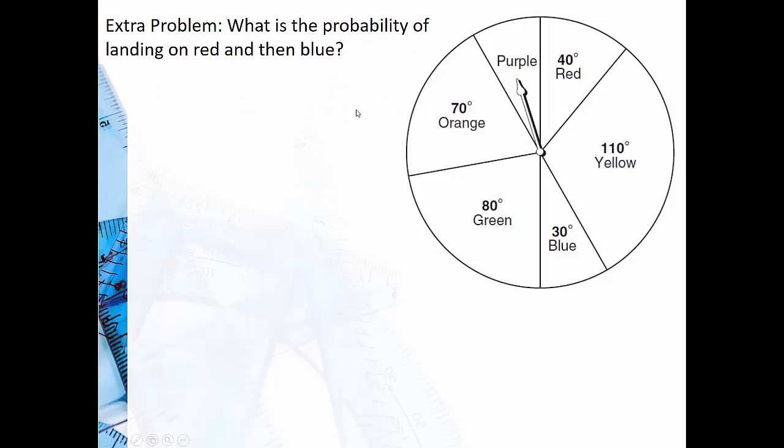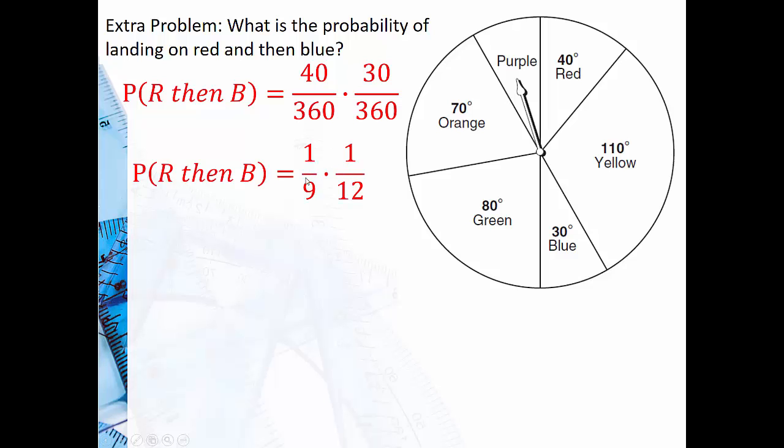This is not on your worksheet, but this is a little closer to what you might see on your exam. What is the probability of landing on red then blue? So I'm going to take the probability of red, which is 40 over 360, times the probability of blue, which would be 30 over 360. I simplified these two and multiplied, and I got 1 over 108. So remember, when you have the probability of two events, one then the other, you multiply those probabilities.